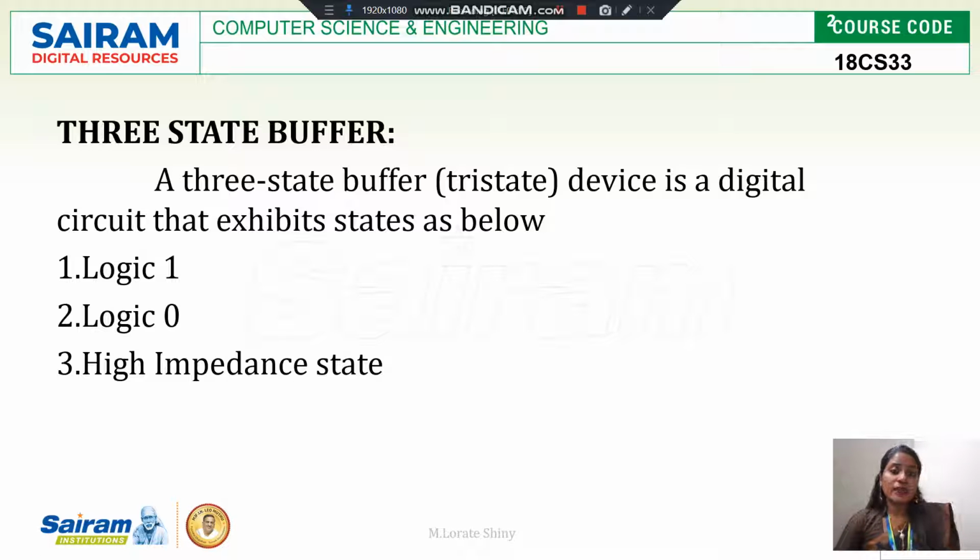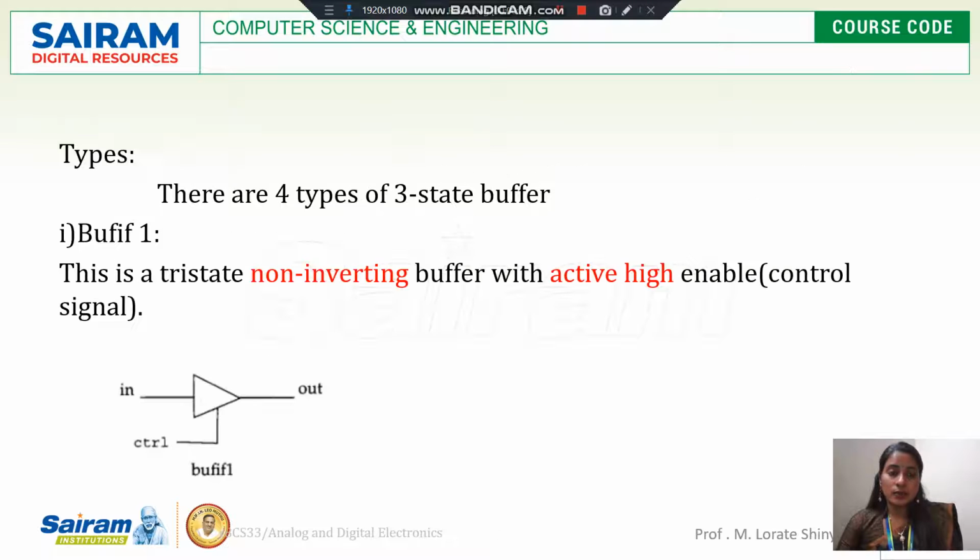The three-state buffer is also called tri-state. This is a digital circuit device which has three states. The three states are logic 1, logic 0 and high impedance state. And there are four types: buffer if 1, buffer if 0, not if 1, not if 0.